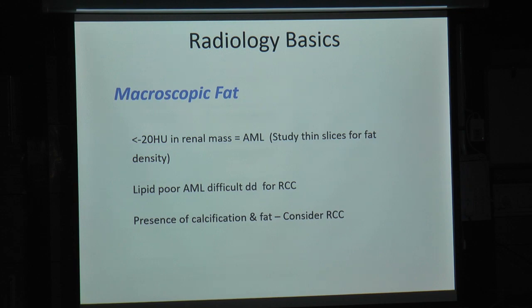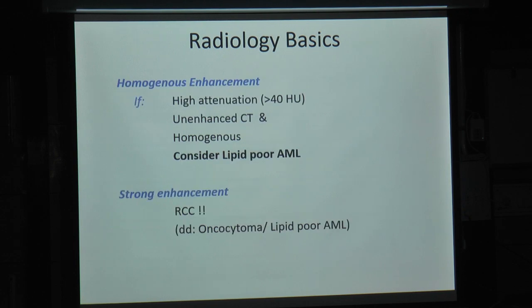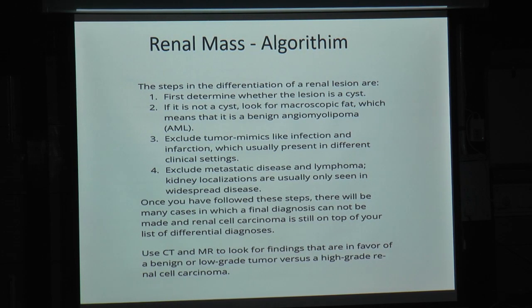But if you have presence of calcification in the fat, that is sine qua non, absolute indication of RCC. Like I suppose any tumor, calcification is there. So a homogeneous enhancement, again papillary, TCC or AML, lipid poor AML. But if you have a very strong enhancement, it means renal cell carcinoma. The TCCs are not very strong enhancing lesions. They are very homogeneous, not very strong.